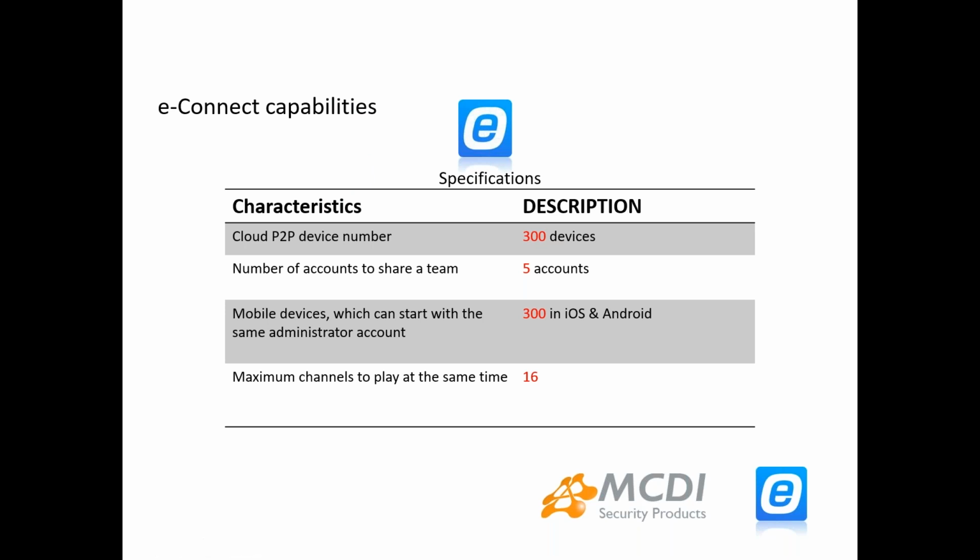And for specifications, for the cloud P2P device number, we have 300 devices that you can add to your application. You can add 5 accounts to share with a team, a group of people. For mobile devices, which can start from the same admin account, you can add 300 in iOS and in Android. It's the same for both. And the maximum channels you can play at a time is 16.